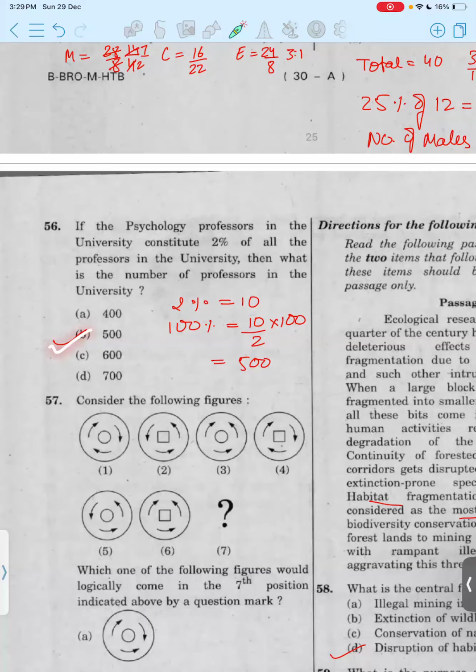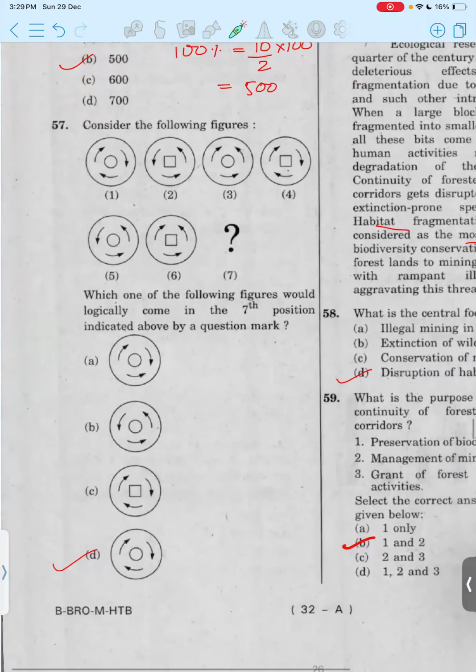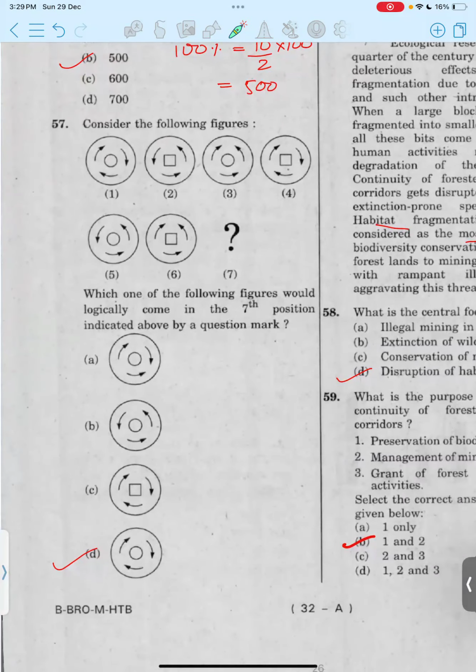So total 500. Now again, on the basis of the pattern, we have to identify. You have to closely monitor how the directions of these three arrows have been changing, and in the center one is circle and then square alternatively. On that basis, this is the right answer, 57 D.